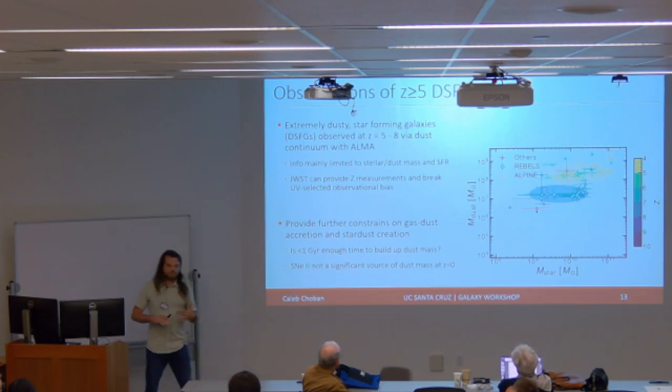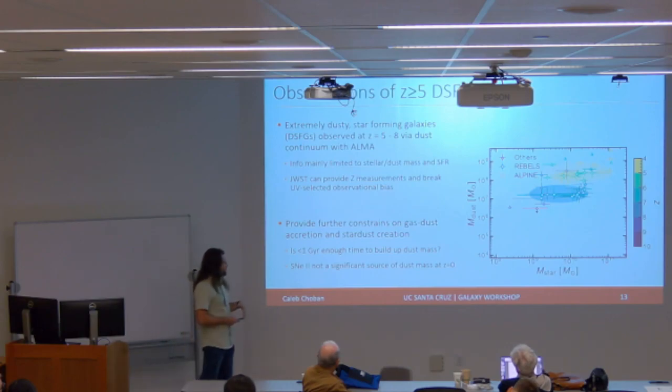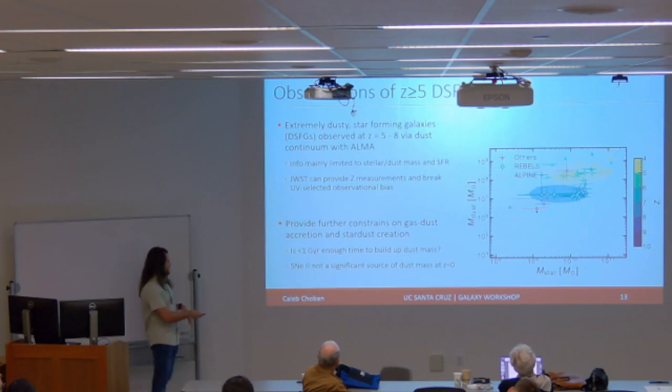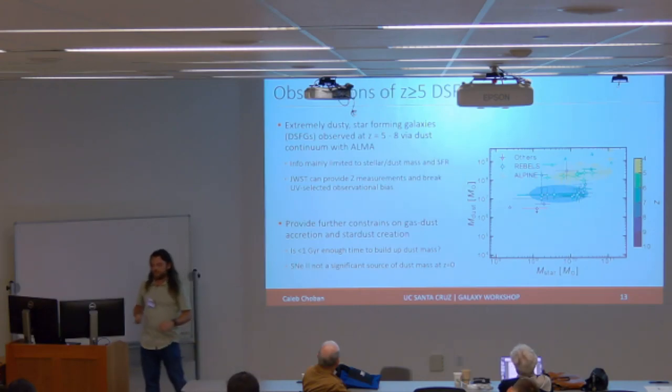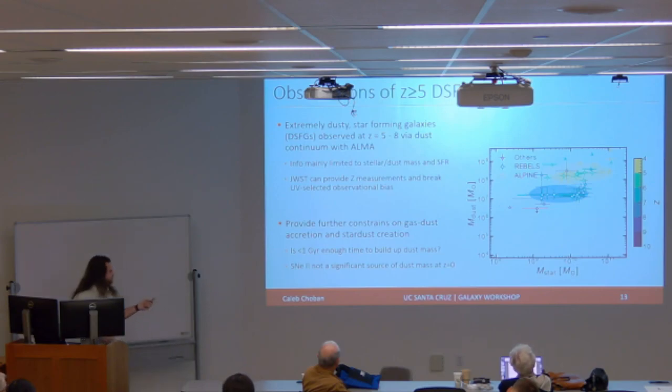It's less than 10% of the dust mass in our galaxy. That's like an upper limit, I would say. But it's probably a more significant source of dust mass at very high redshift. So hopefully we can put better constraints on the supernovae type 2 mass creation.